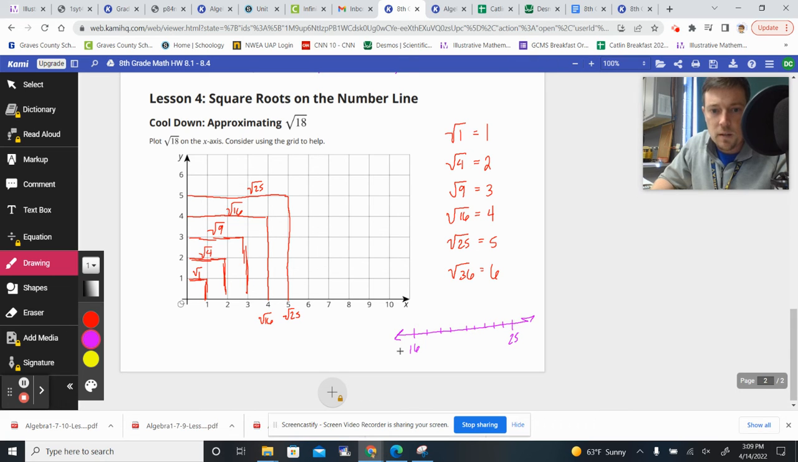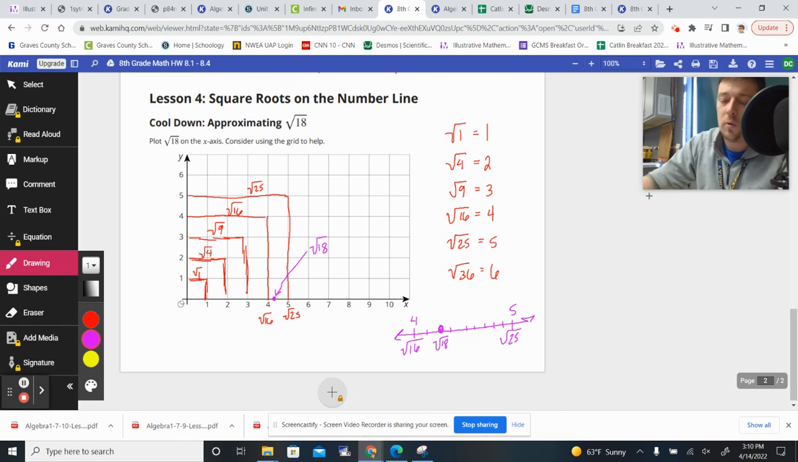Now, if this is the square root of 16 and this is the square root of 25, which is 4 and which is 5, the square root of 18 would be 17, would be right here. This would be the square root of 18, right? Now, think about in between 4 and 5. You see how it's closer to the 4 than it is to the 5, because 18 is closer to 16 than it is to 25? So my guess for the square root of 18 is to probably plot it right about here, right? This is our plot for the square root of 18.